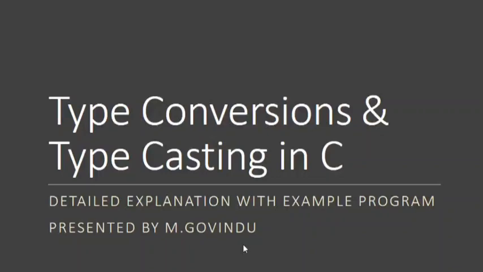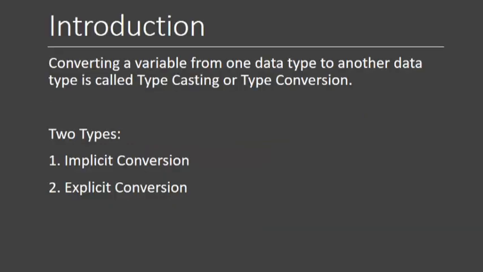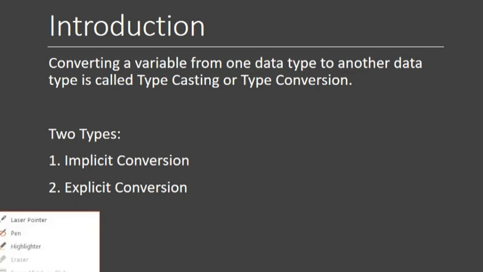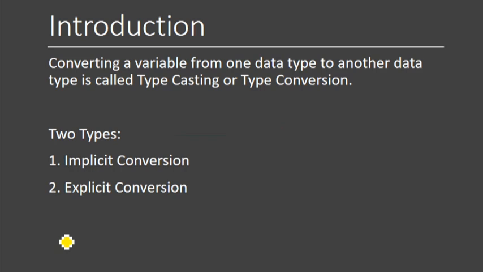In this class, I am going to discuss type conversions and typecasting in C. Introduction: converting a variable from one data type to another data type is called typecasting or type conversion. For example, here we are converting integer to float, or character to float. So we are going to discuss one data type into another data type conversion.